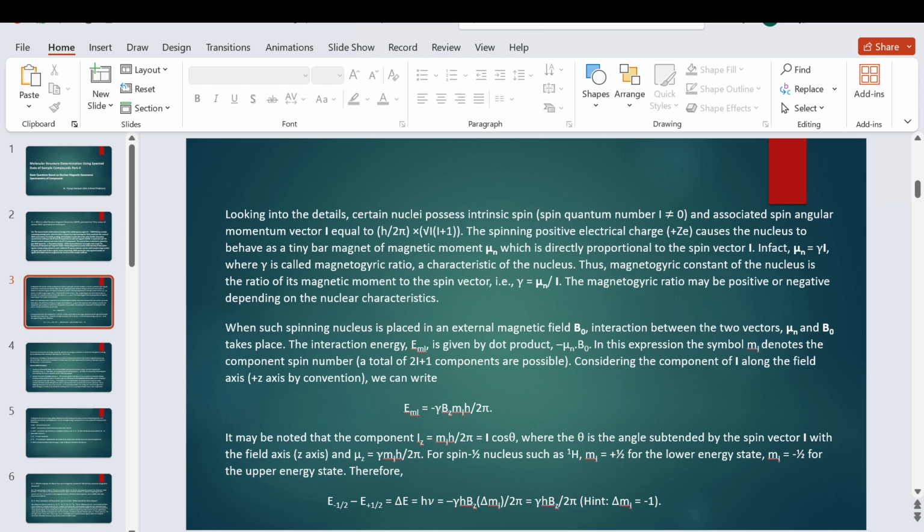For spin half nuclei such as proton, Mi equals plus half for the lower energy state and minus half for the upper energy state. Therefore, energy difference E(minus half) minus E(plus half) equals delta E equals h nu equals negative gamma h Bz delta Mi upon 2 pi, which becomes equal to gamma h cross Bz, because delta Mi equals minus 1.